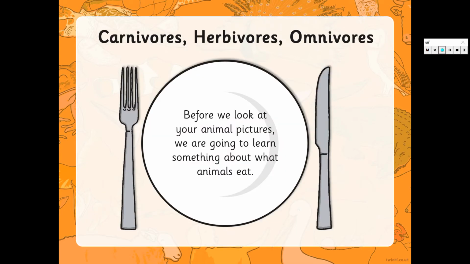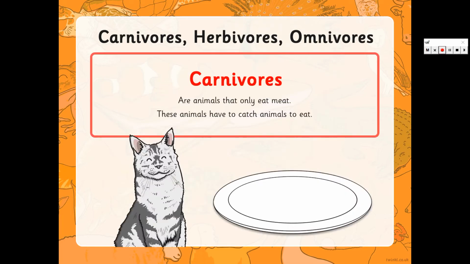So carnivores, herbivores and omnivores. Before we look at your animal pictures, we're going to learn something about what animals eat. And that is where these three tricky words come in to find out what type of animal eats what. So a carnivore is an animal that only eats meat. So these animals have to catch their animals in order to eat them.